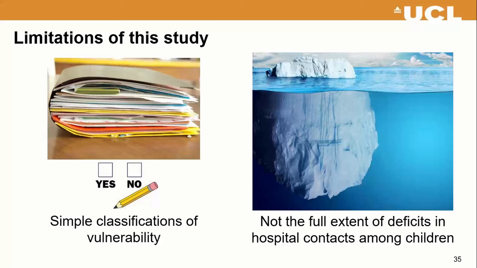The other big limitation is that in no way does this analysis capture the full extent of the deficits in hospital care that children experienced. It's looking at 2 age groups, 2 example vulnerable groups over the first 9 months only. So you can just imagine the actual true scale of the deficits in hospital care that children have experienced is going to be far, far greater than the figures we're presenting here. Next, please.